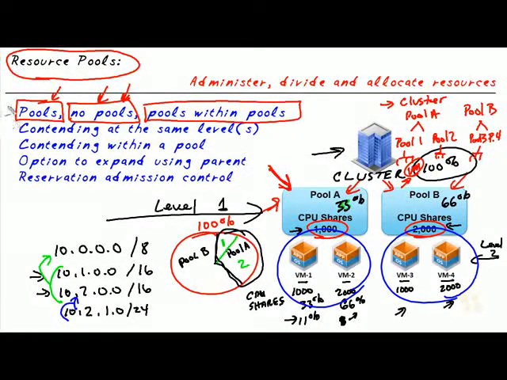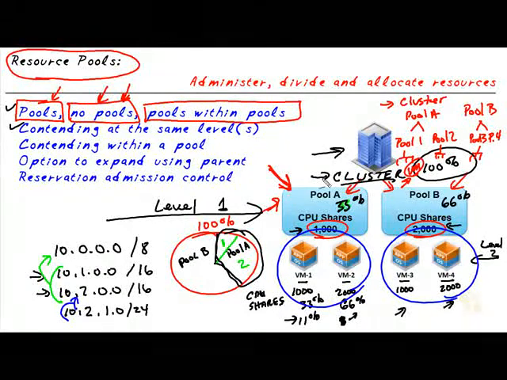So let's check our list here. We can have pools, no pools, or pools within pools. We're going to contend with other devices at the same levels. And I also want to add within our same pool. So VM1 and VM2 are going to compete for the resources available as part of the pool that they're in. And pool A and pool B, because they're at the same level, are going to compete with each other for the resources available in the parent pool. In this case, if they're in a cluster, that cluster could be referred to as the parent resource pool itself.